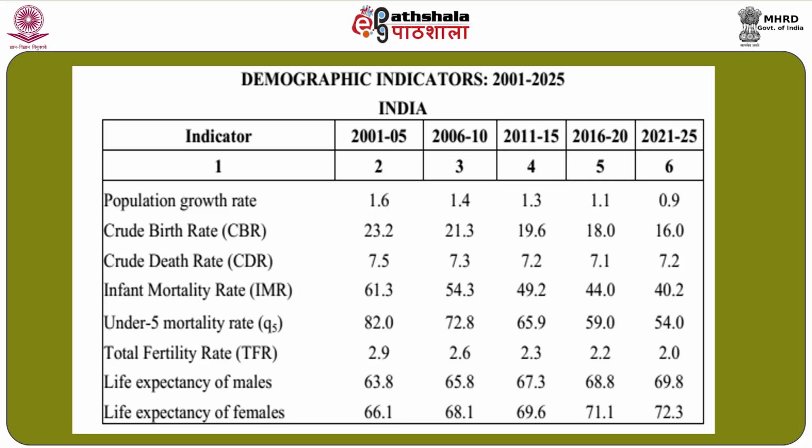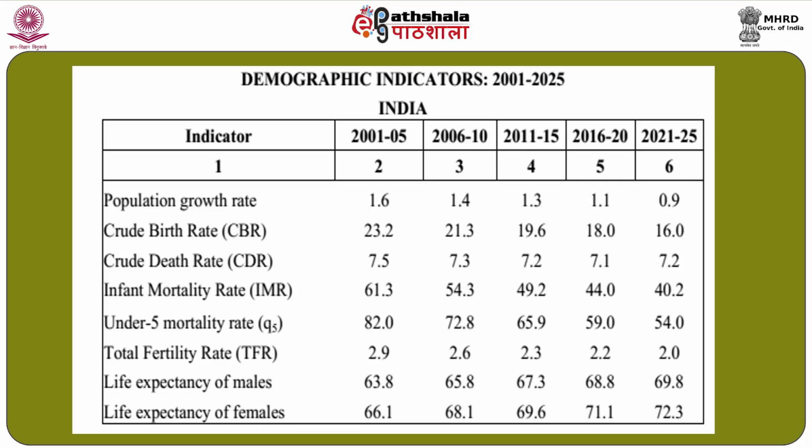The next indicator is the total fertility rate, which is at 2.9 in 2001 to 5 for all India. It gradually decreases to 2 at 2021-25, which is a little lower than the replacement level of NRR equal to 1. For NRR equal to 1, the TFR should be 2.1.